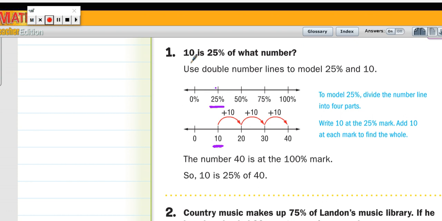So if I go 25 to 50%, we add 10. 50 to 75%, we add 10. 75 to 100, we add 10. So 100% in that whole group would be 40.